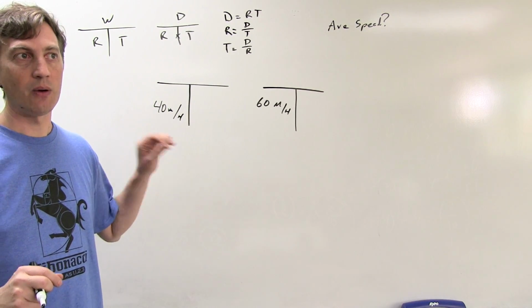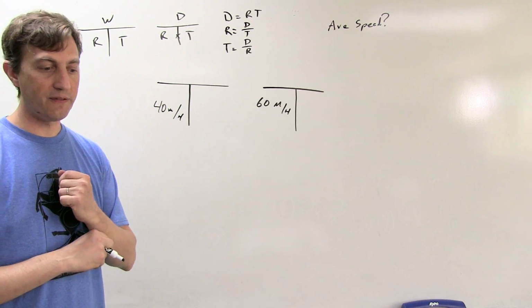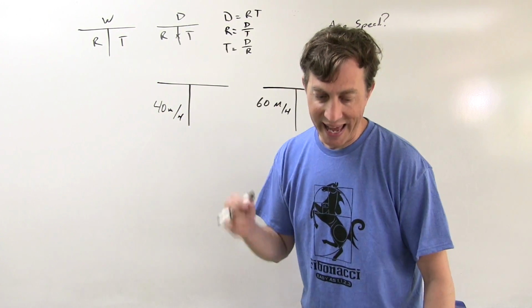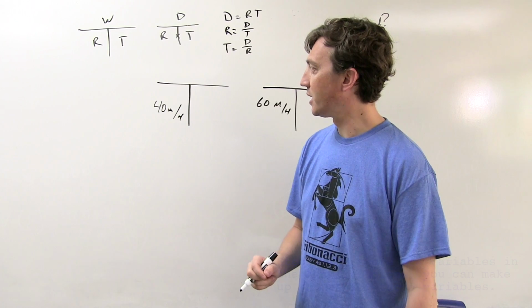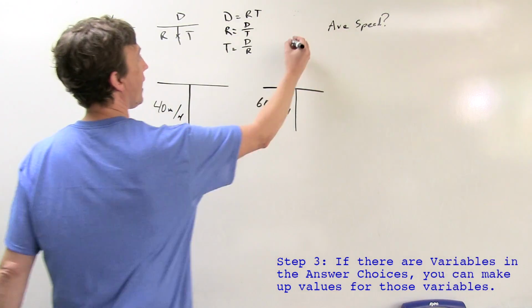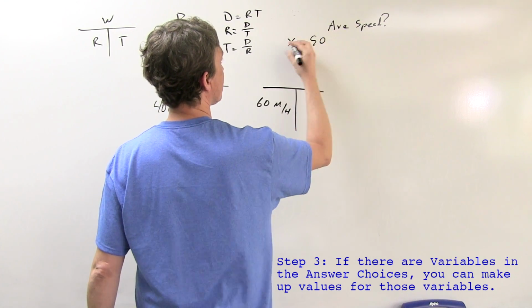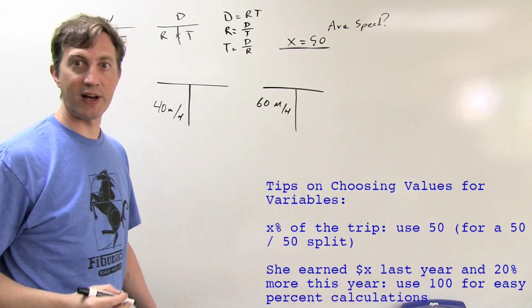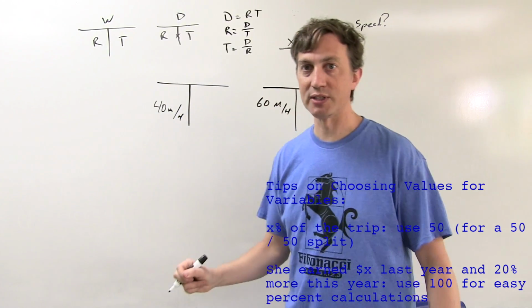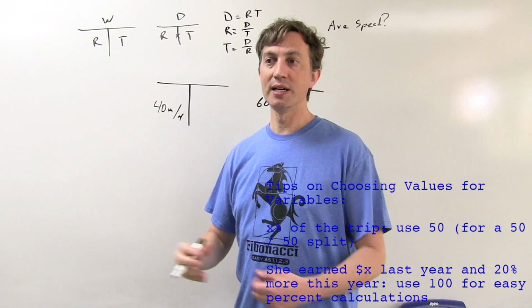I don't want to do that. I want to make my life easy. So the first tip is, because it says "in terms of X," because X appears in all of the answer choices, and because I want to avoid algebra, I'm just going to say X equals 50. And this is a smart choice, I find, when you've got a percent that you're making up, like X% of the total distance, because 50-50 is an easy split.